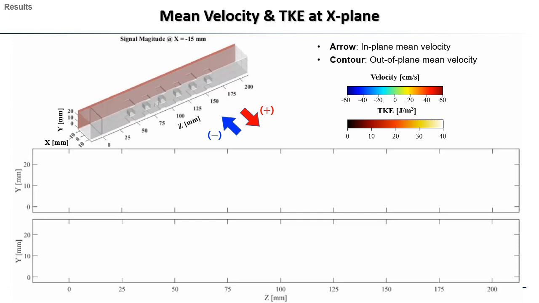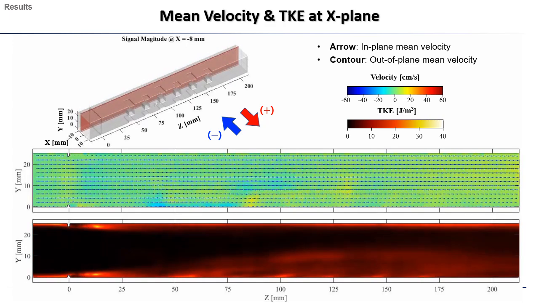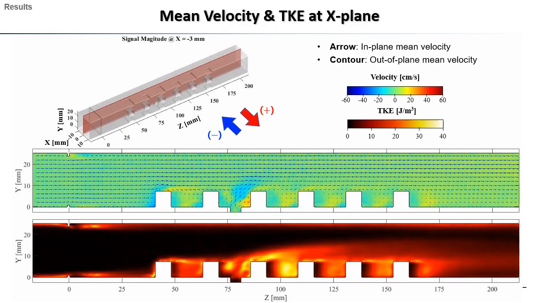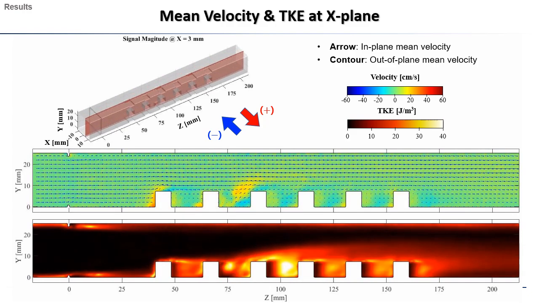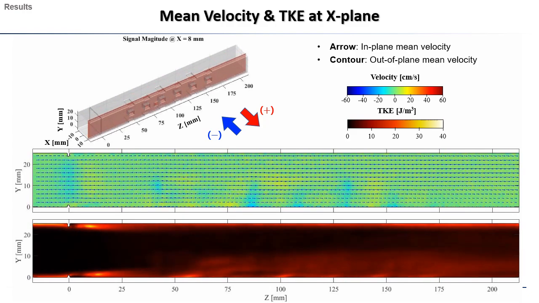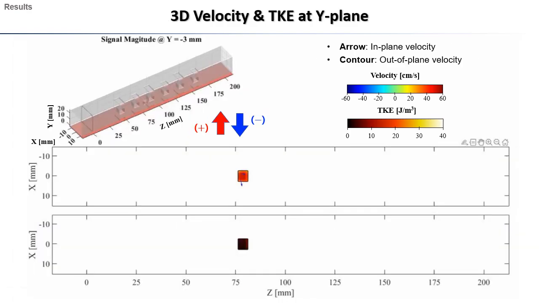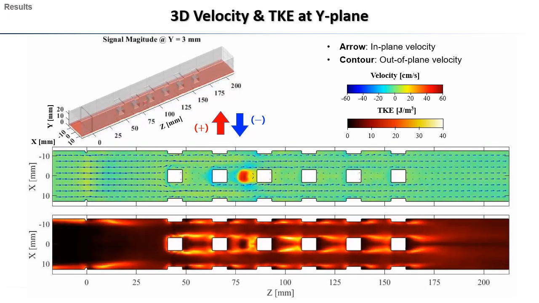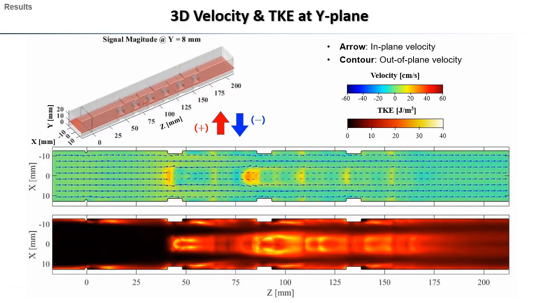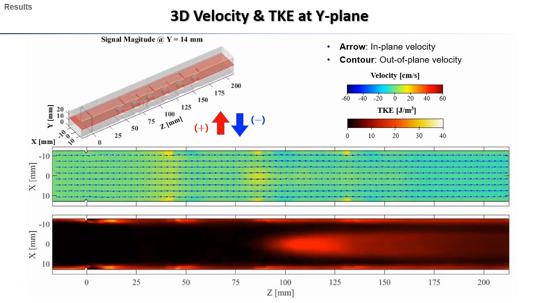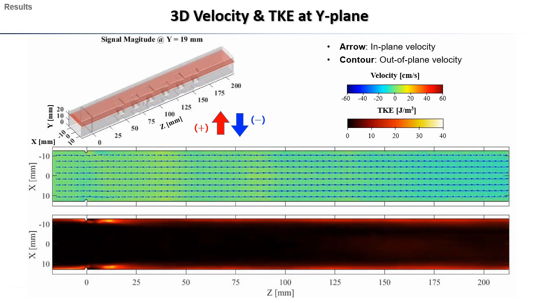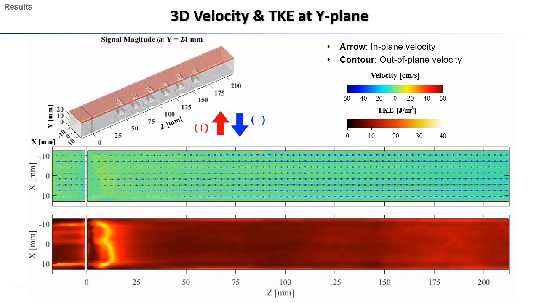Next, I will show you the results at X-plane. Through these results, you can more clearly observe the TKE patterns generated near the wall from the boundary layer trip and the cubic elements. Next, I will show you the results at Y-plane. From this perspective, you can more clearly observe the TK distributions generated when the injection flow merges with the main flow.